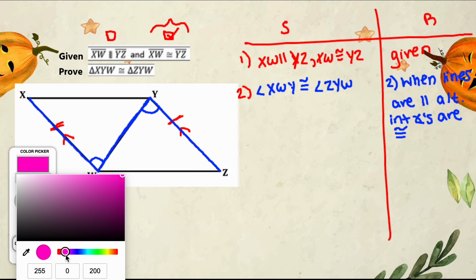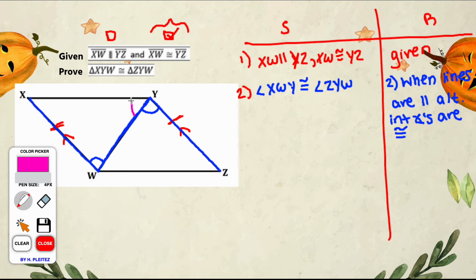Okay, now there is also another angle pair that we can address from this, right? So we can also say that these two angles are congruent. Again, those are also alternate interior angles. We're just using the other corners. So our third statement could be angle XYW is congruent to angle YWZ. And again, it's the same reason. I'm not going to rewrite it, but you guys have to. You've got to say when lines are parallel, alternate interior angles are congruent.